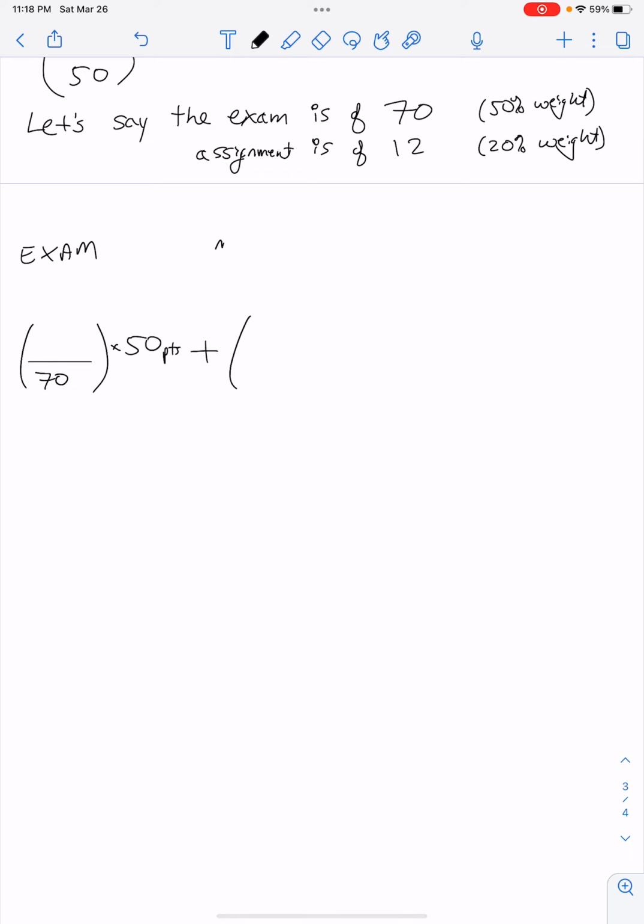And next up, we've got a midterm, and that was out of 50, and it's worth 30%. So you can think of it as 30 points. We can think about it as, okay. And then next we've got the assignment.